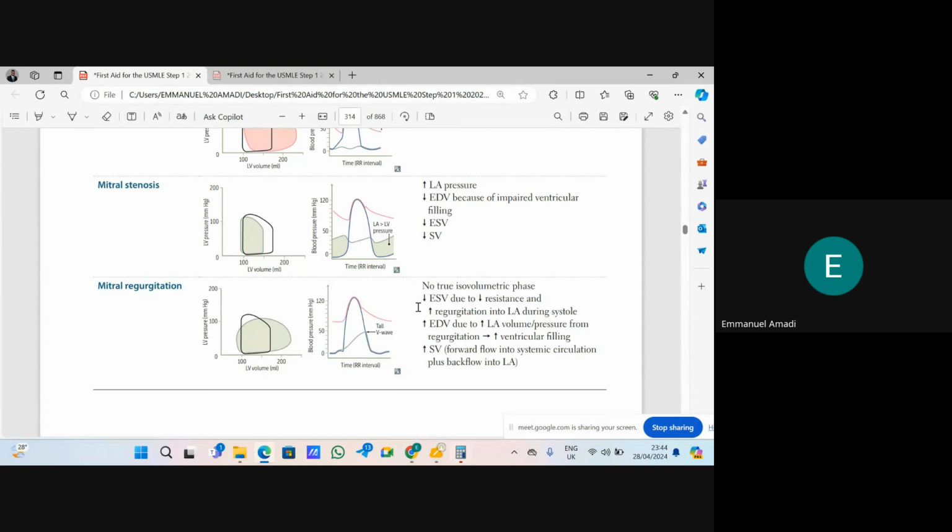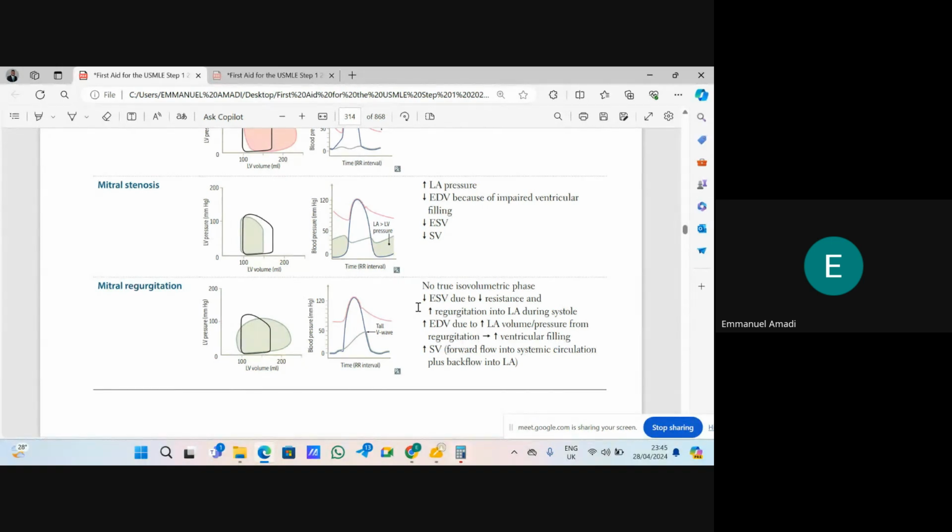Automatically, if you look at this, you will definitely have a reduction in your end systolic volume, because a lot of blood will leave the ventricles. There's forward movement and backward movement. Backward movement means that blood is going into the atrium. Forward movement means that blood is going into the aorta. So that will decrease the amount of blood left at the end of systole. So end systolic volume goes down.